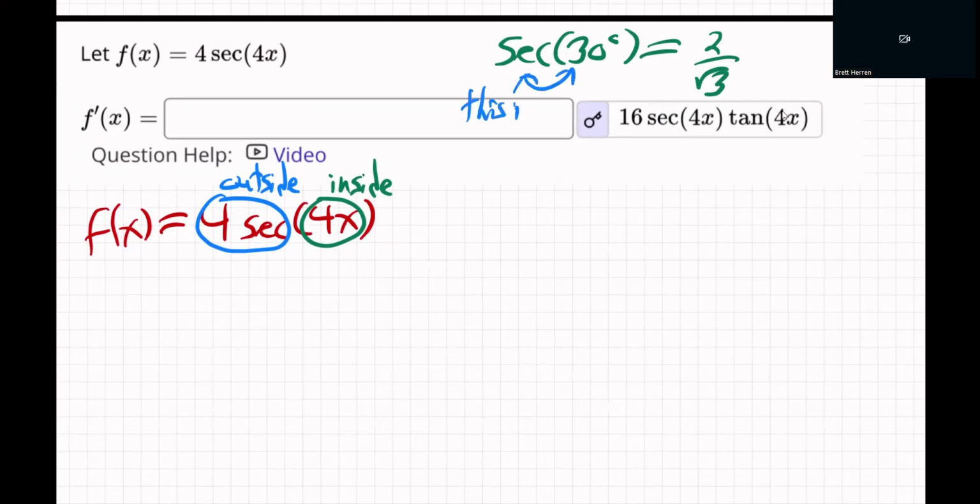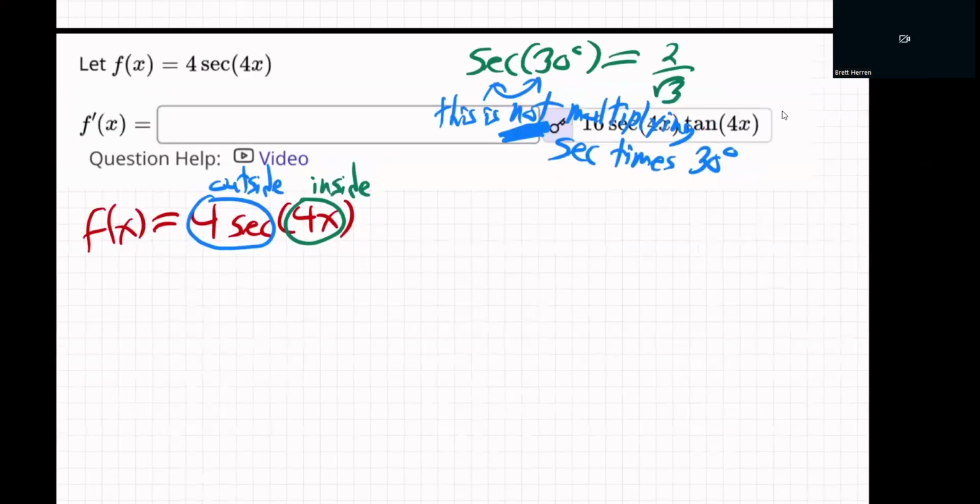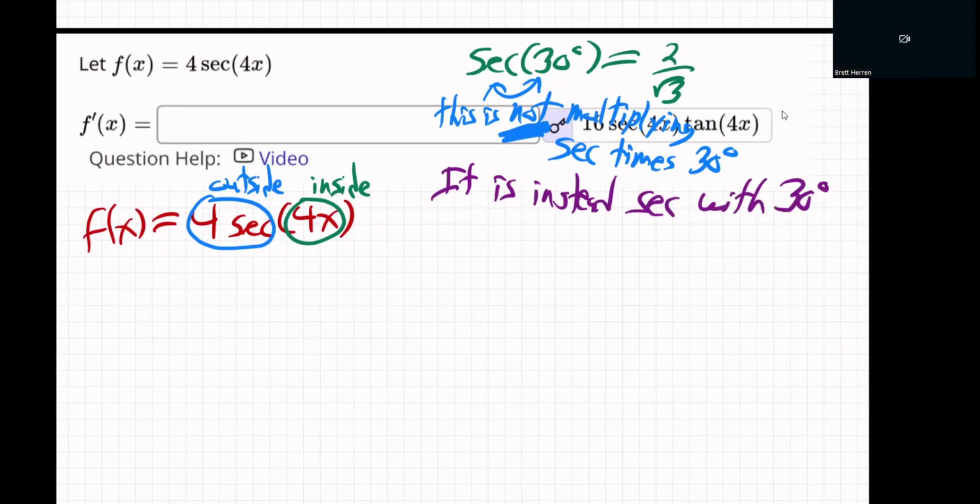This is not multiplying secant times 30 degrees. No, no, no, it is instead secant with 30 degrees plugged in. It's not multiplication, it's plugging.